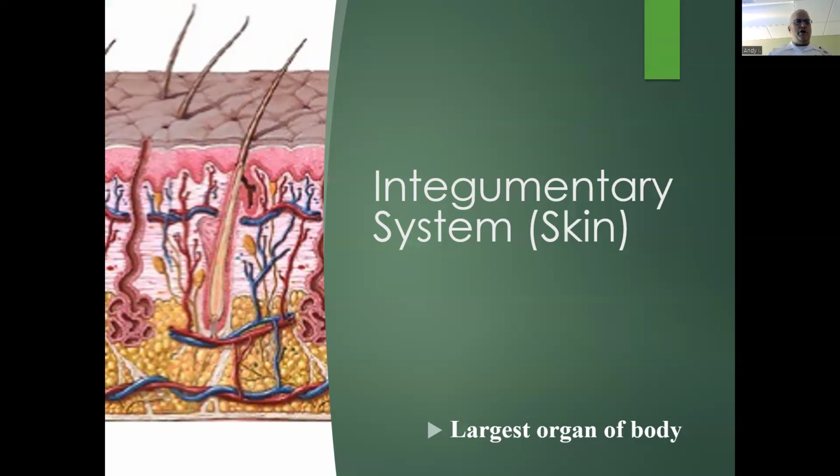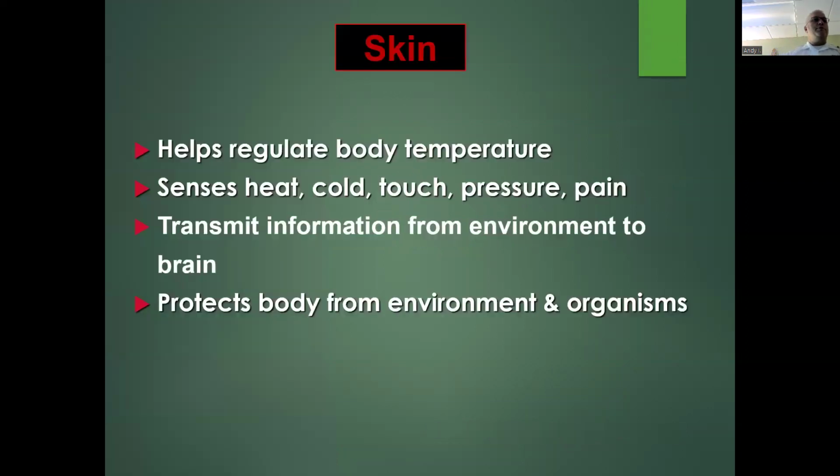Take the skin off, put it in a pile next to the other largest organ in the body, not even comparable. What does the skin do? This helps regulate our body temperature, senses heat, cold, touch, pressure, and pain, transmits all that information from the environment out here up to our brain. And it protects the body from environmental organisms.